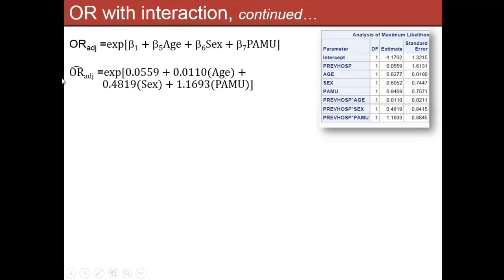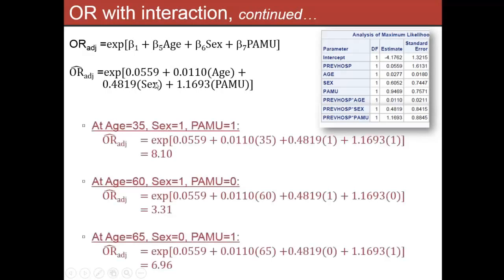And now, this is your magic formula to start churning out odds ratio estimates. So here's, say, a 35-year-old who's male, who has previous antimicrobial use. Okay, you put it through the machine, you plug in the values, and then you get 8.1, 3.3, 6.96. That's what we're talking about here.